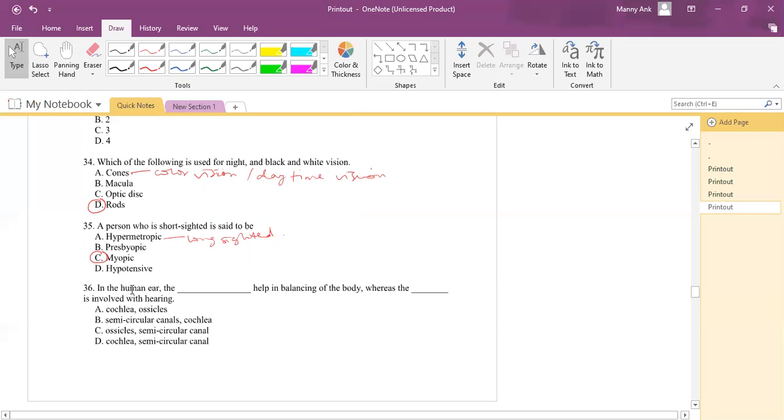36. In the human ear, the semicircular canals help in balancing of the body, whereas the cochlea is involved in hearing. So cochlea for hearing, semicircular canal for balancing. So that is B, balancing.